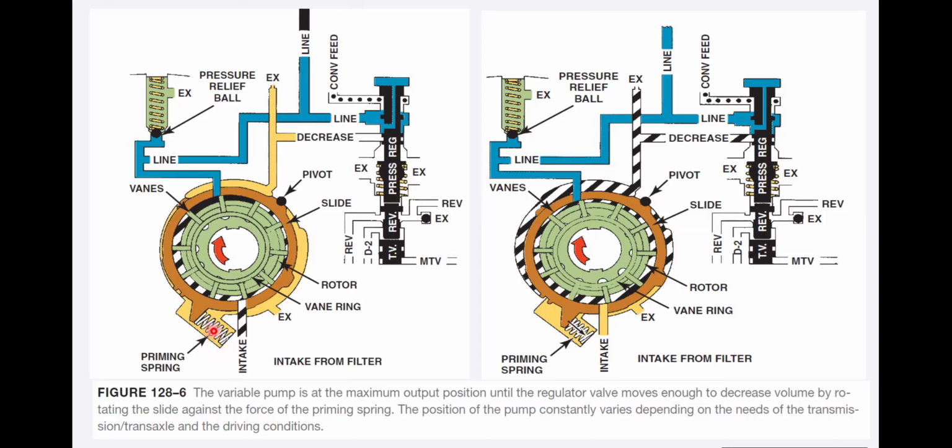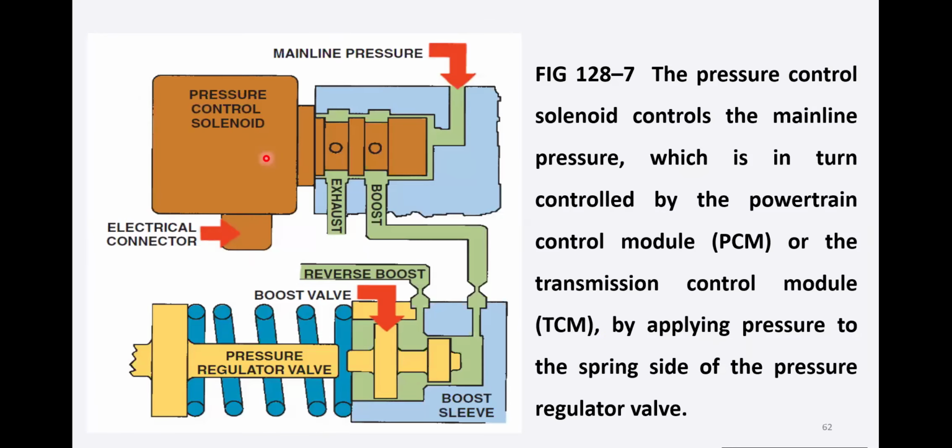So this is your priming spring, this is the intake, and this is your pump or rotor vane rings. If you see this black portion, this continuously rotor is moving. So this priming spring is maintaining the pressure inside. Here you see it is compressed, here it is decompressed, and these valves, the pressure relief valves, they maintain the pressure in the whole of the system.